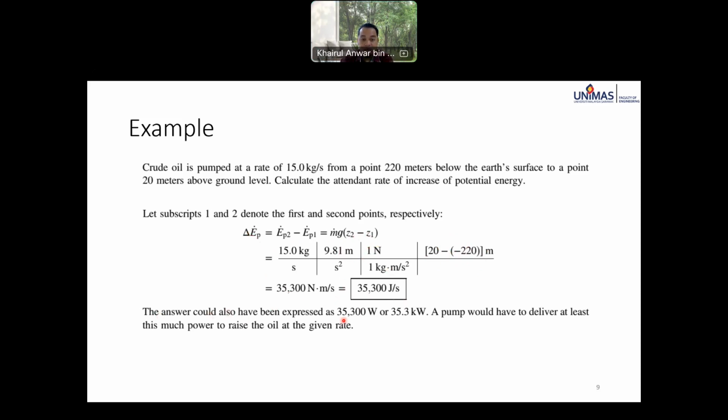The answer could also be expressed as watt or kilowatt. So a pump would have to deliver at least this much power to raise the oil at the given rate. 5 kilowatt.